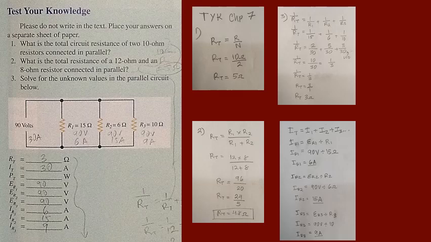Number 3, solve for the unknown values in the parallel circuit below. We have a circuit with a 90 volt total voltage or source voltage.